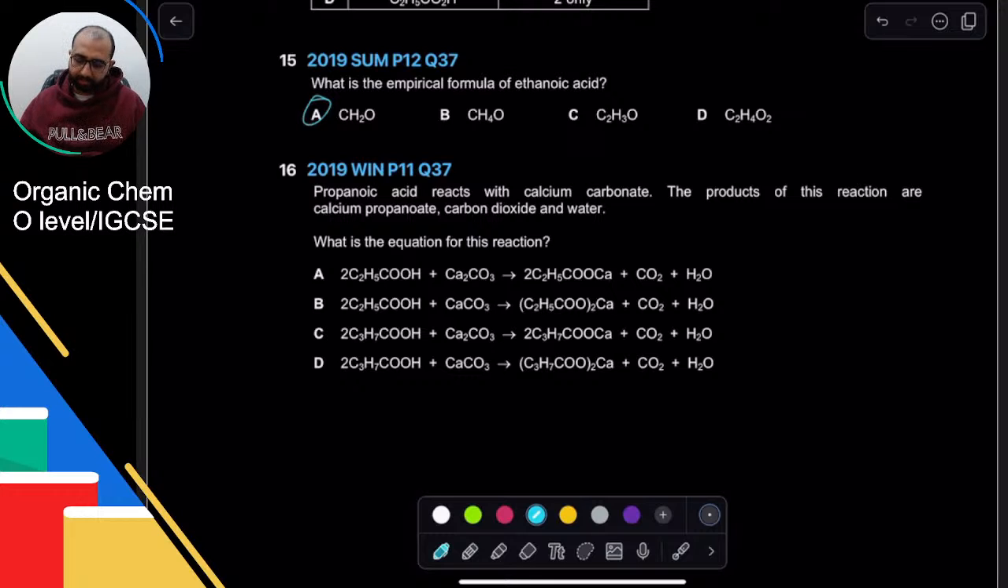Propanoic acid reacts with calcium carbonate. The products of this reaction are calcium propanoate, carbon dioxide, and water. Okay, so the one thing you need to remember here is that calcium is in group 2, which means it needs 2 acid के parts to react with it. So इसका मतलब है acid 2 होंगे, प्रोपेनोइक होना चाहिए, इसका मतलब 3 कार्बन टोटल होने चाहिए.